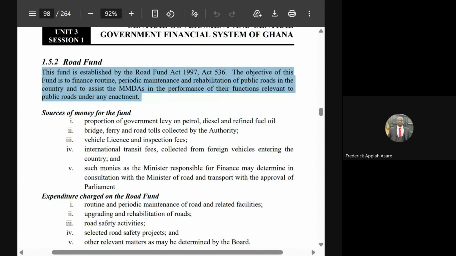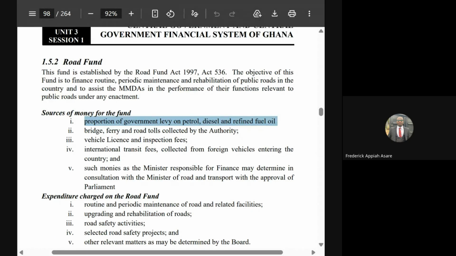So if they are to build a road, if they are to maintain the road, they use the public funds or the road funds for it. And the sources are a proportion of government levy on petrol, diesel, and refined fuel. So the fuel that we pay for, the percentage of the tax that they pay on it goes into the road fund. We have bridge, ferry, and road tolls.